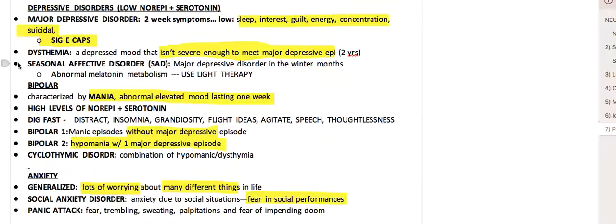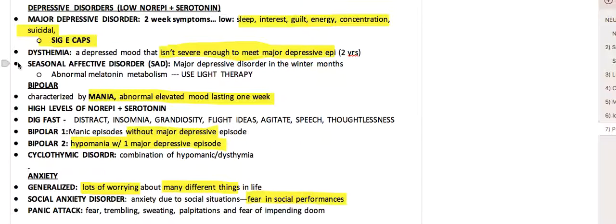Bipolarism is characterized by mania, which is abnormally elevated mood lasting for a week. Usually bipolar has high levels of norepinephrine and serotonin. DIGFAST is distraction, insomnia, grandiosity, flight of ideas, so different ideas, agitation, speech, and thoughtlessness.